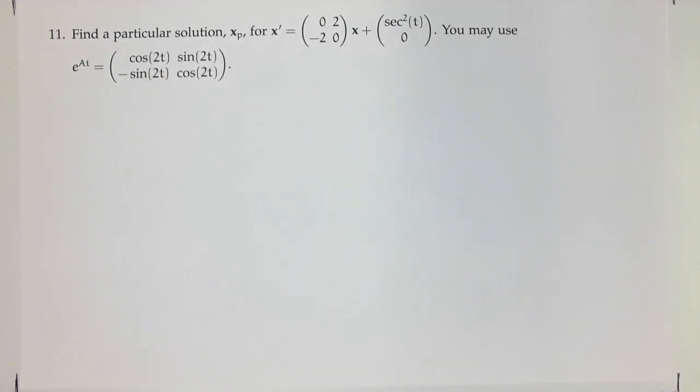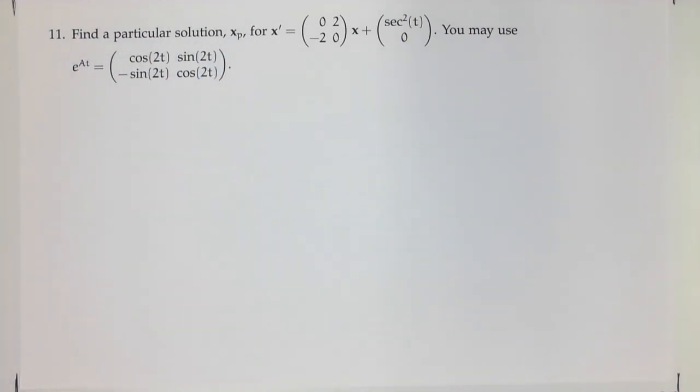One last problem, and we'll call it a night. Just for fun. Find a particular solution. So now we don't have to find the general solution, just a particular solution. Find a particular solution, x p, for x prime equals 0 to minus 2, 0, x, plus secant squared t, 0. And you may use that this is e to the at.